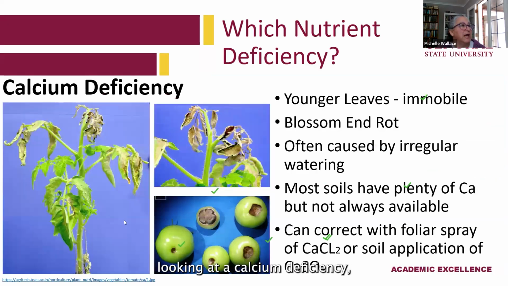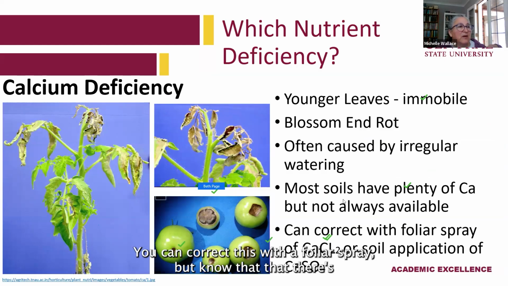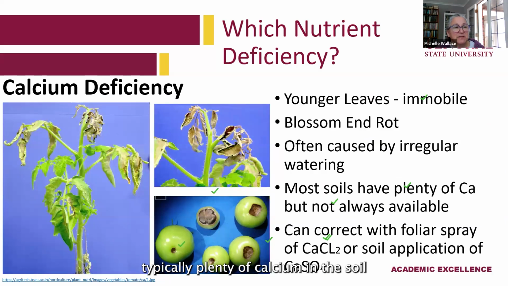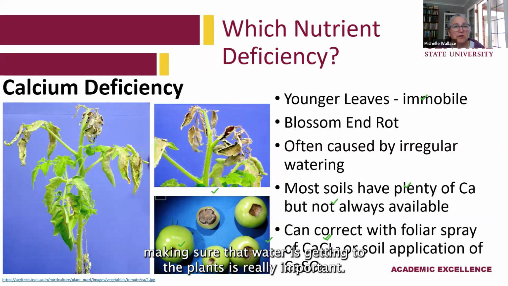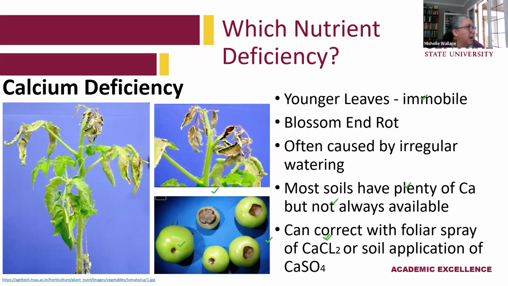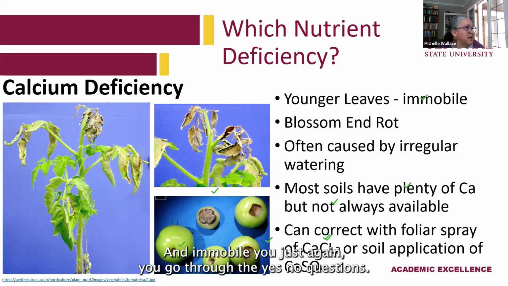So when you're looking at a calcium deficiency, you're seeing blossom end rot, often caused by irregular watering. You can correct this with a foliar spray, but know that there's typically plenty of calcium in the soil, and that the real issue is water. So checking your irrigation system, making sure things aren't clogged, making sure that water's getting to the plants is really important. On the immobile, you just, again, go through the yes, no questions.